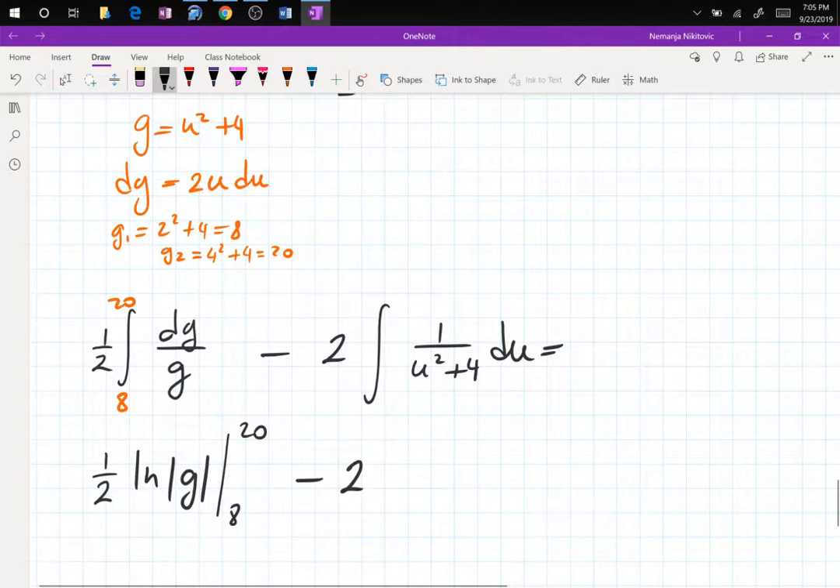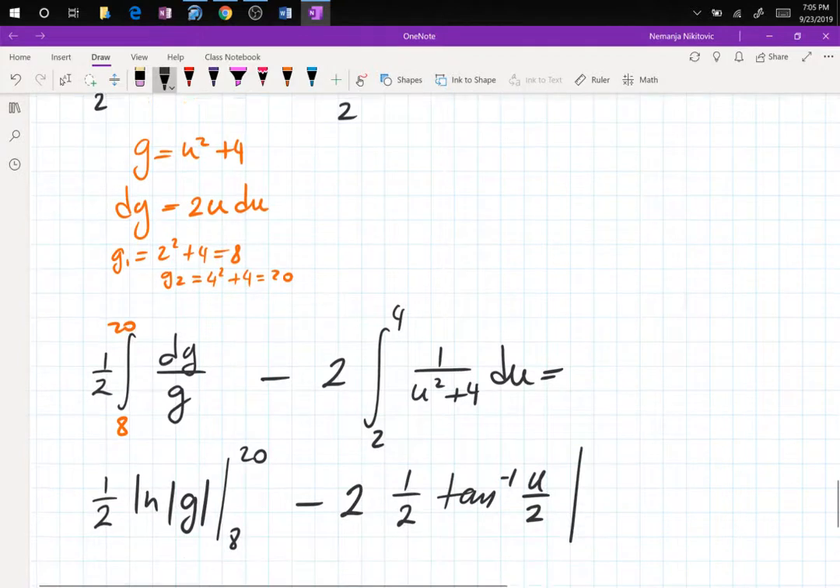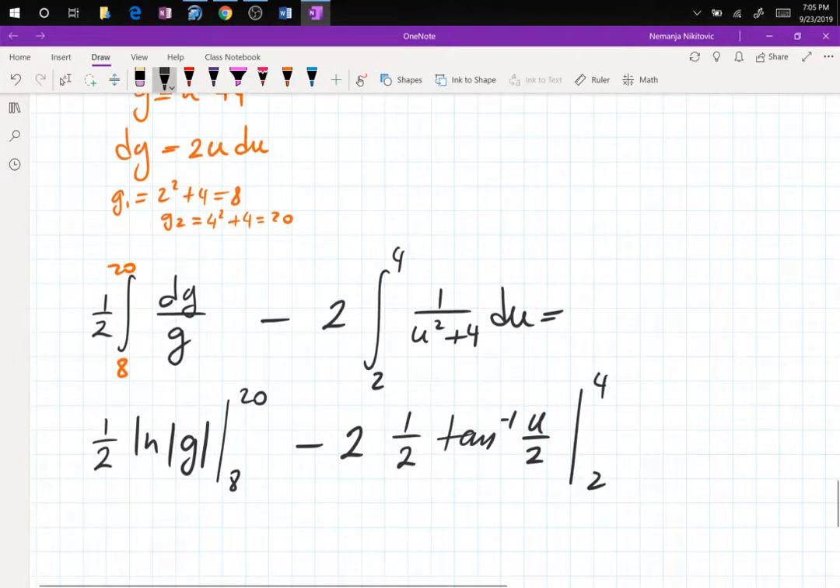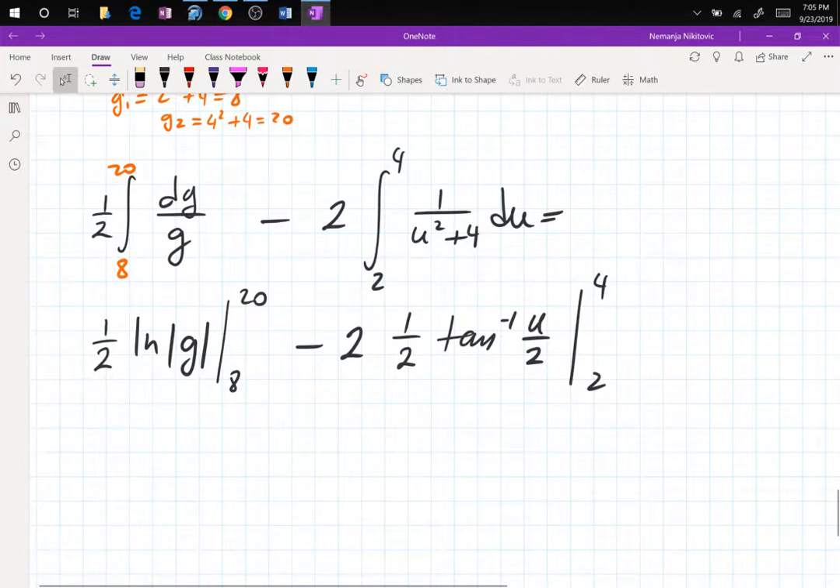Inverse tangent. So 1/2 tangent inverse of u over 2, and then that one is computed. We use our old limits 2 and 4 because we did not change those. All we need to do is to compute this and we're done. Easy peasy, huh?